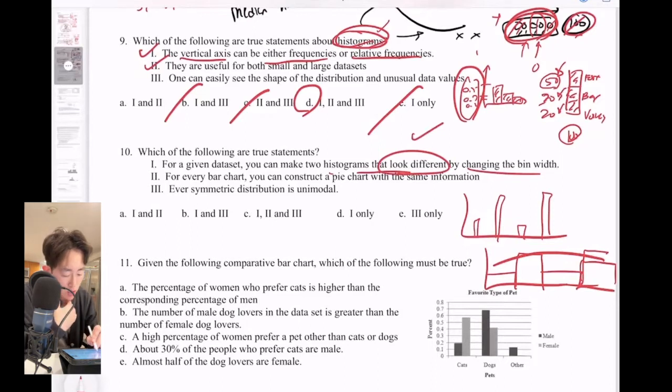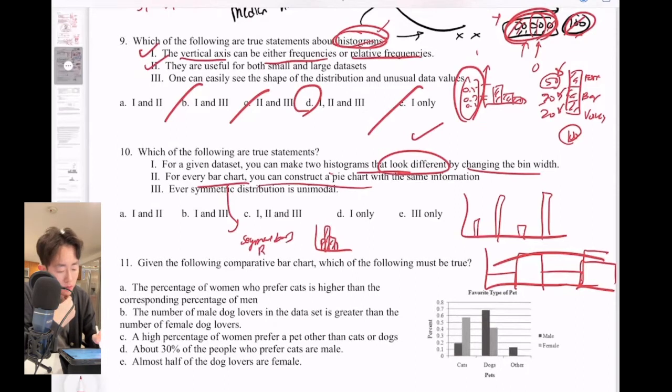For every bar chart, you can construct a pie chart with the same information. Now, the only problem with the fact that they said bar chart is that they could mean segmented bars, which means for one topic, they could have multiple bars, right? And they could also have relative frequencies along with it.